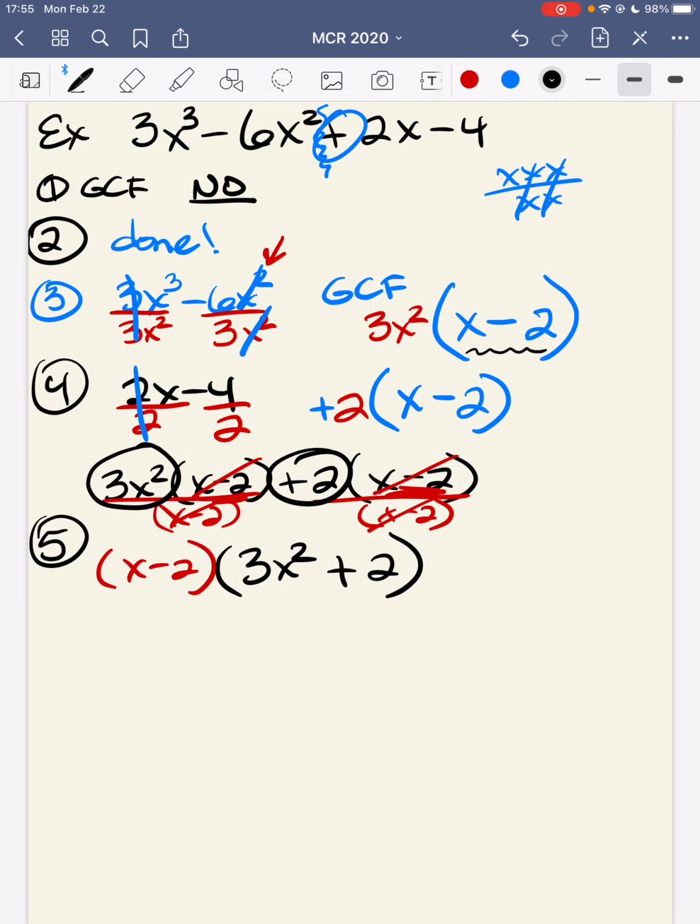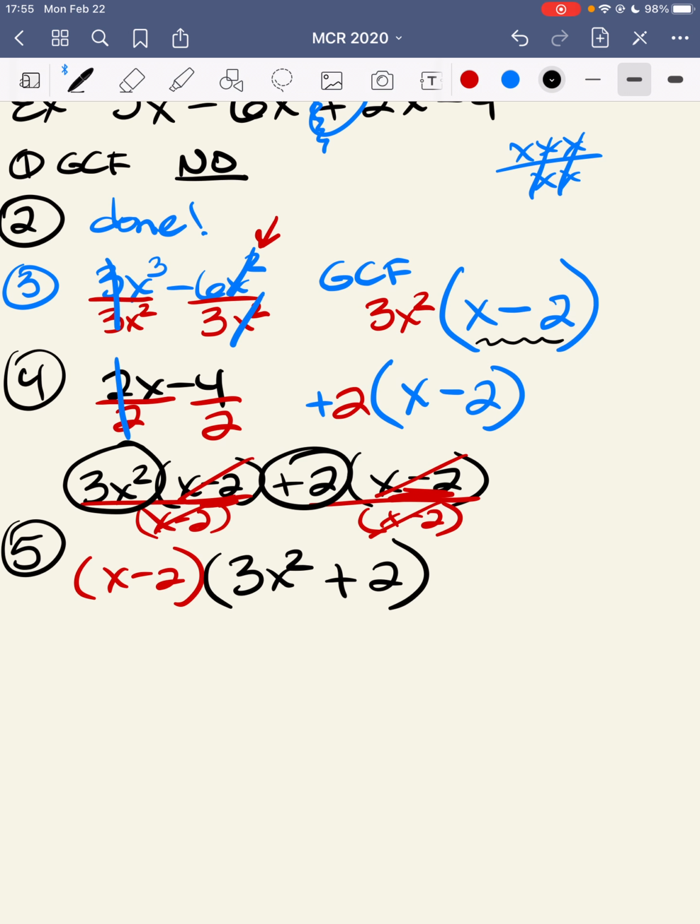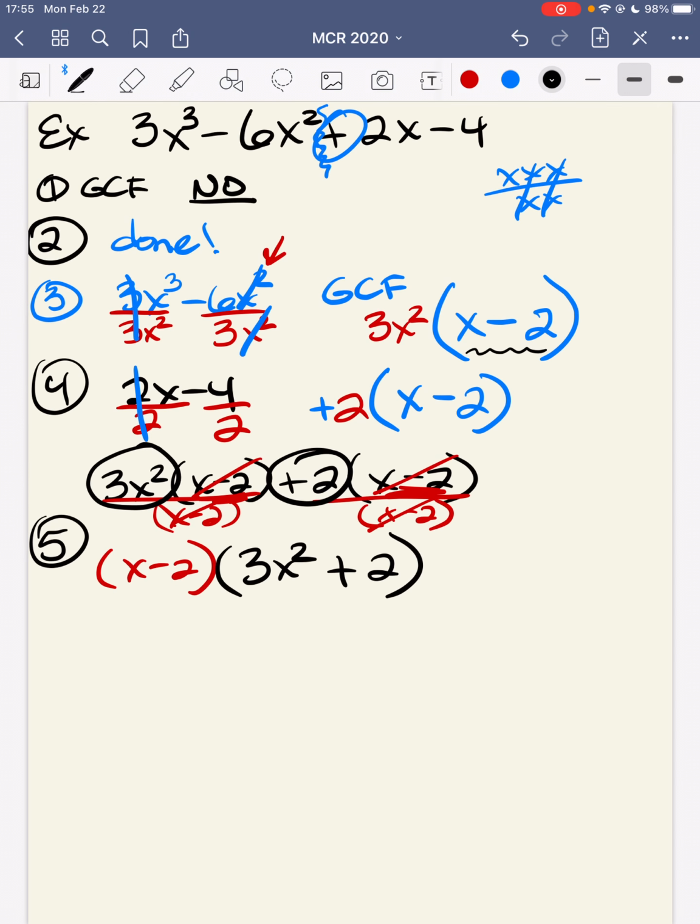Okay, so I need to go ahead and FOIL it. So that means I need to go ahead and multiply each of these out. Now, when you multiply each of these out, they may not end up in the same exact order as what you started with, but they should all still be there. Let's go ahead and look at it.